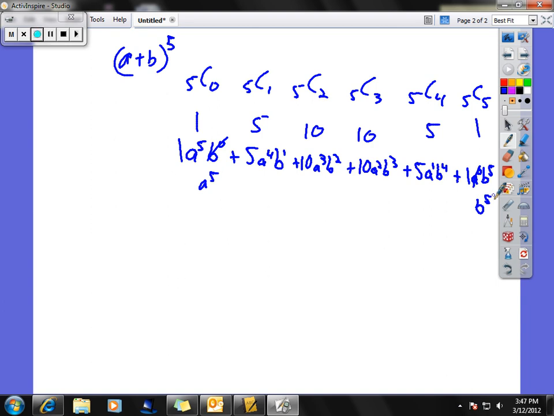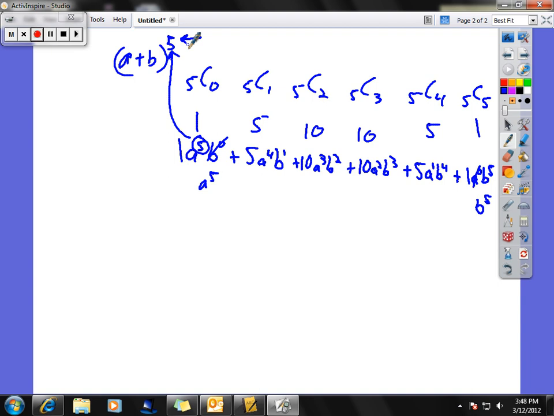So the coefficients come from these combinations. The exponent of the first term starts at this n right here. This 5 is this original exponent, and counts down 5, 4, 3, 2, 1, 0. And the second term, the b in this case, starts at 0 and counts up from there. Notice how if you add the exponents of any of these terms, it comes out to 5. That's that 5 again there. So the exponents always have to add up to this original n. Okay?